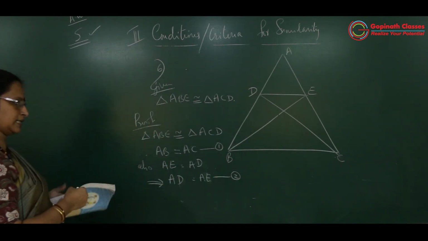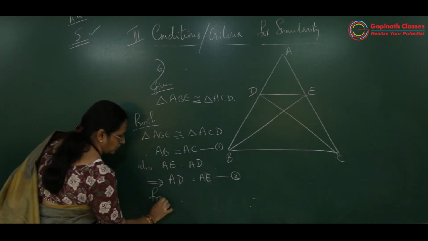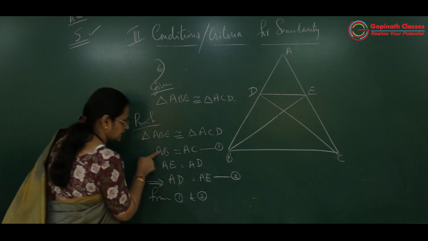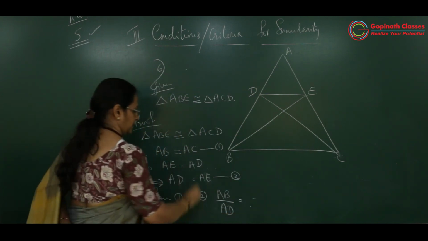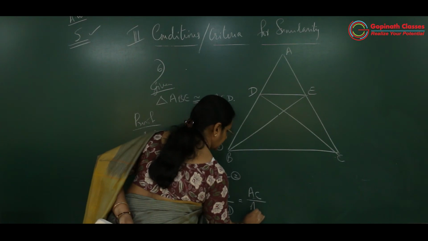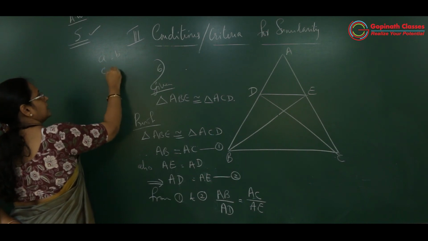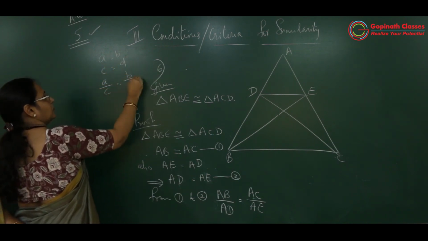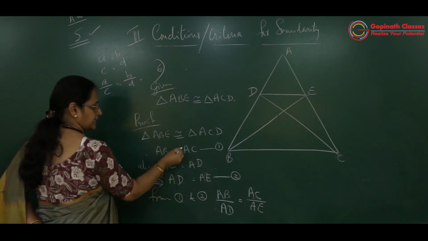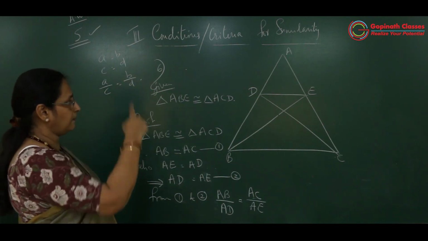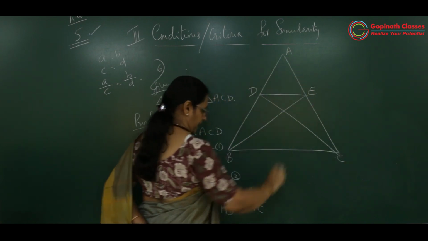Now look at this first and second. If we divide it, what are we getting? From 1 and 2, I'm just dividing AB upon AD. AB upon AD is nothing but equal to AC upon AE. These are some simple ratio rules. You know children, A equal to B and C equal to D, so A by C will be equal to B by D. AB by AD is equal to AC by AE. Look at the figure.